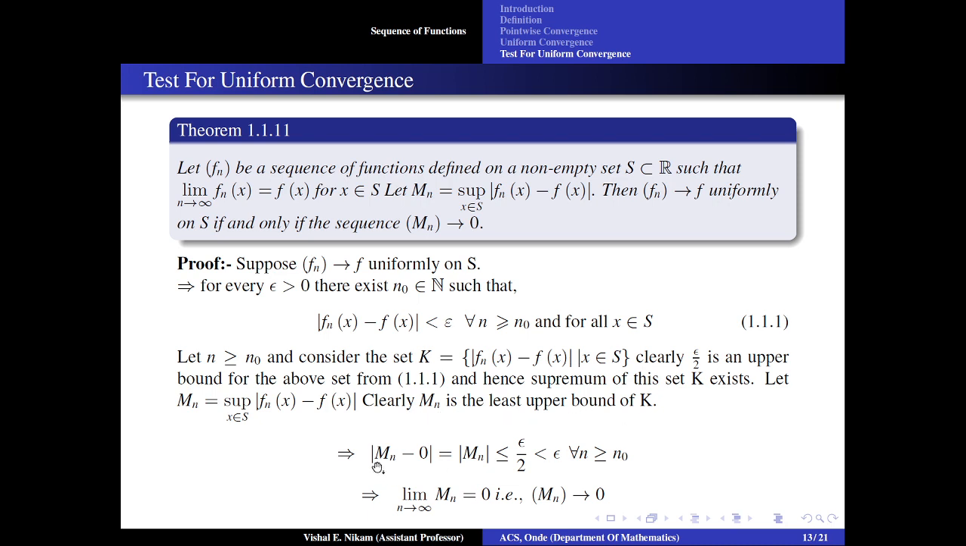Now, this implies that Mn minus 0, which is equal to mod of Mn, is less than or equal to epsilon by 2, because epsilon by 2 is an upper bound for this set, which is strictly less than epsilon for all n greater than or equal to n naught. What it means is Mn is less than epsilon for all n greater than or equal to n naught. By the definition of convergence of a sequence of real numbers, we can say that Mn converges to 0. That is, by assuming uniform convergence of the sequence fn, we proved that Mn tends to 0.